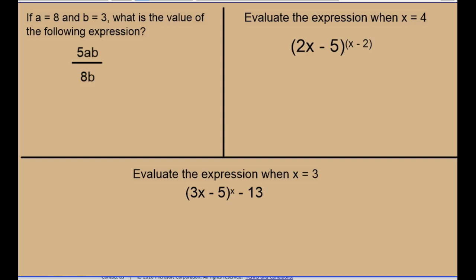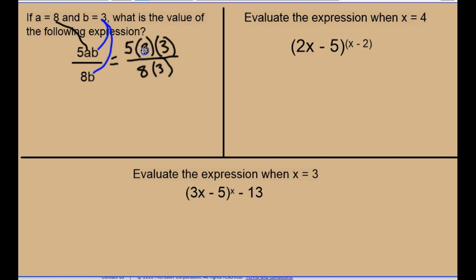Next problem, we have if a equals 8 and b equals 3, what is the value of the following expression? Well, if a equals 8, we got to put 8 in every time we see an a, and 3 in every time we see a b. So what our problem is going to look like then is 5 times 8 times 3 over 8 times 3.